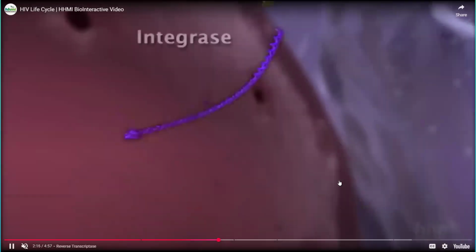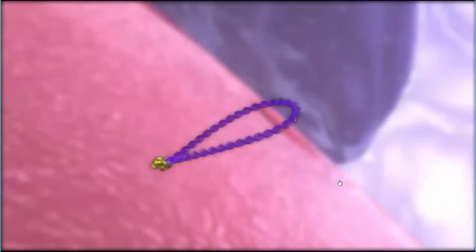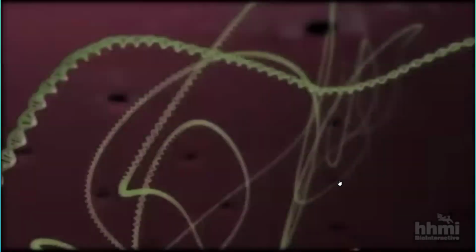And those little bases there that are building that DNA molecule are ours. They're out of our cell. So it's already using our stuff to build DNA. That's another enzyme. It's called integrase. And that's literally going to integrate it into our cell.